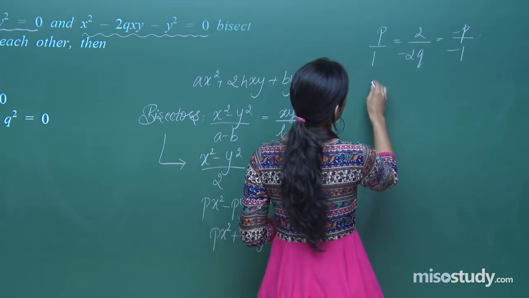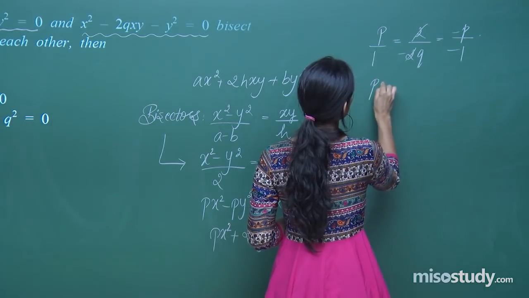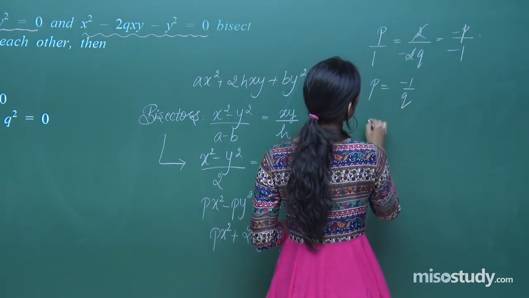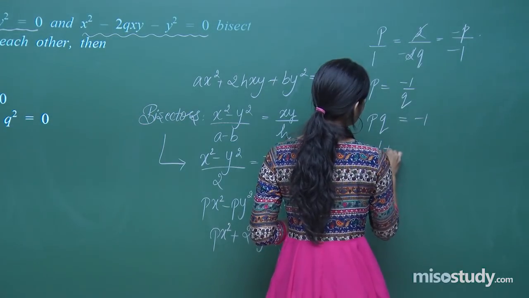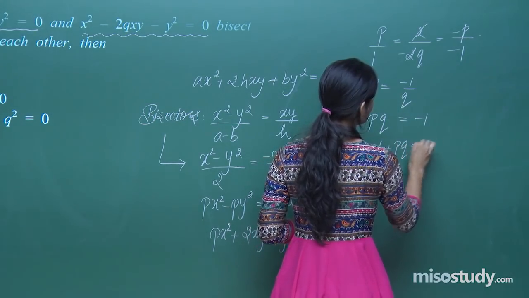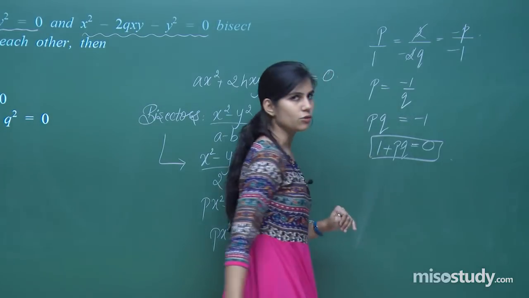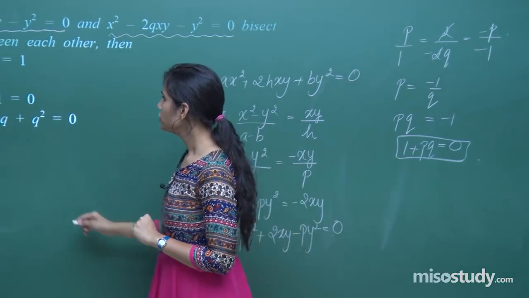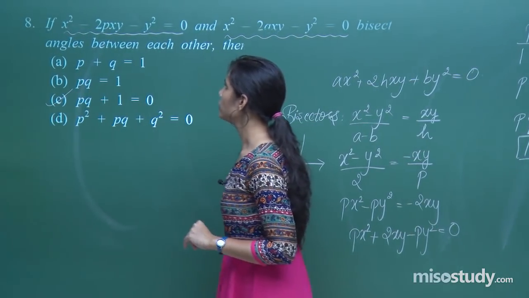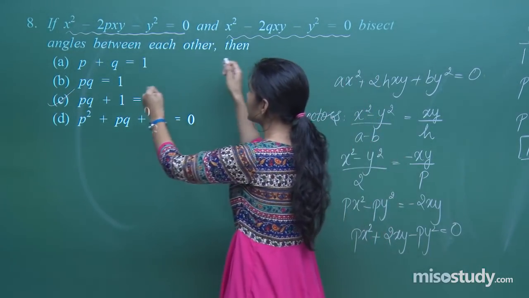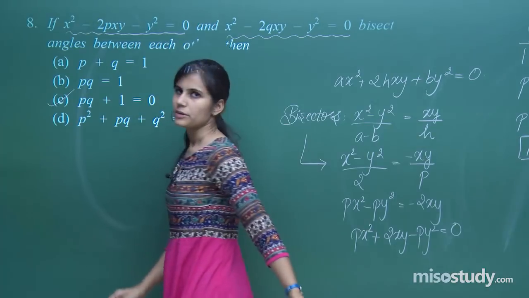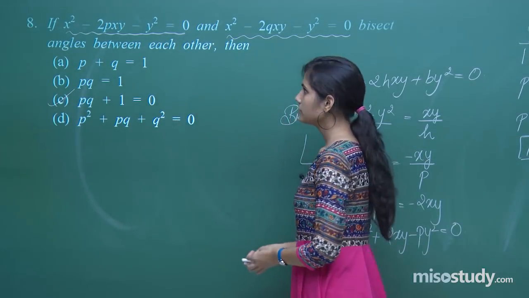Fine. And therefore what you observe is p equals minus 1 upon q, or p into q is minus 1, or 1 plus pq is 0. So your relationship is that 1 plus pq should be equal to 0 for this equation to be the combined equation of the bisector of the angles formed between the two lines represented by this equation.